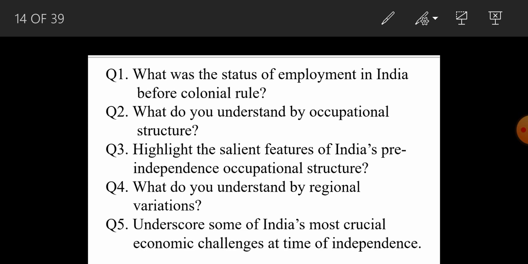Just now we have seen the salient features of the pre-independence occupational structure, such as growing regional variations, predominance of the agriculture sector, and the lack of industrial sector employment generation. Then the fourth question is, what do you understand by regional variations? How the regional variation was growing, and what do you understand by that point? You have to explain it. Question number 5 is, underline some of India's most crucial economic challenges at the time of independence. Just now we have discussed the challenges faced by India in totality at the time of independence.